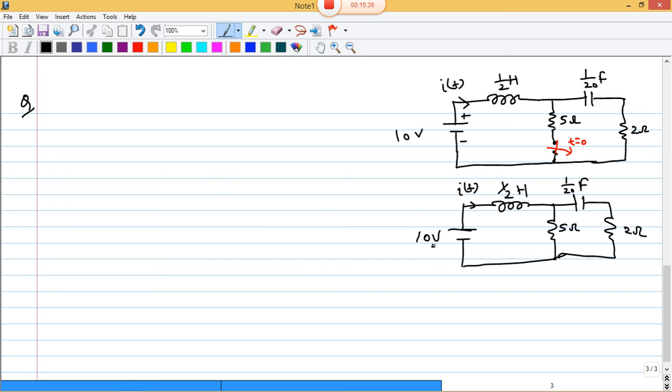Now, so the inductor current will be what? The inductor current will be 10 by 5, it's 2 ampere. But when the switch is opened, then this section will be open. Now the total current flows in this, like this. Follow this path.